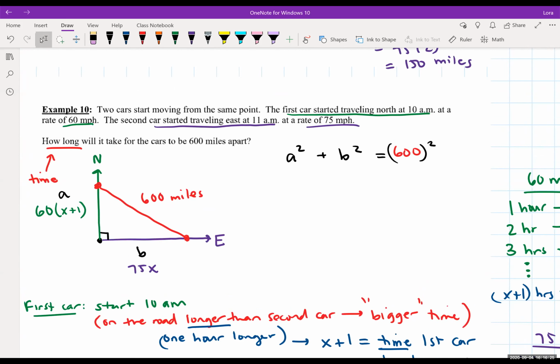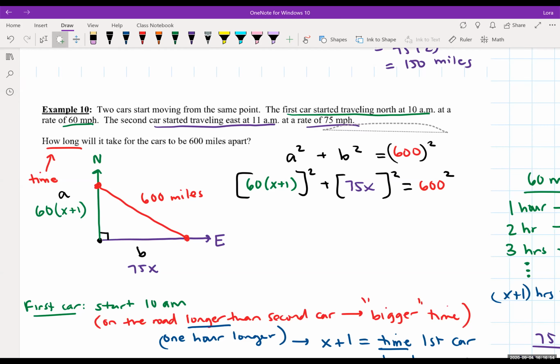So I'm going to take this. The A again is 60 times X plus 1. And remember, it's squared. The B is also squared. That is going to be 75X. And that should be equal to 600 squared. And I know I could have figured out what that was, but I just want to keep the consistency going here.